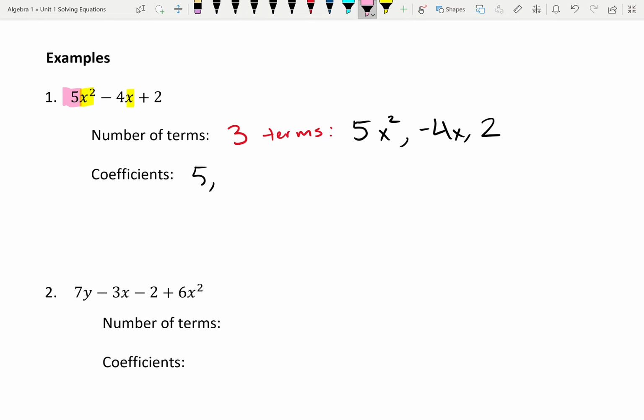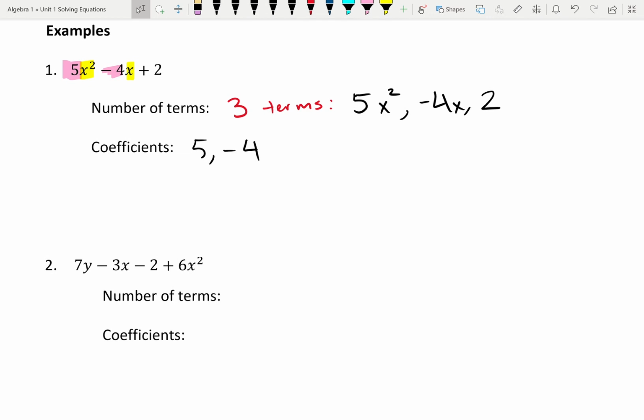And then we have, in front of that x, a negative 4. Okay, include the negative 4. Negative 4. You have to include the sign with it. And then, so we have 5, negative 4. 3 terms, and we have those coefficients. Since the 2 doesn't have a variable, that's not a coefficient. That is a constant. But it doesn't ask for constants, so we don't need to include that.